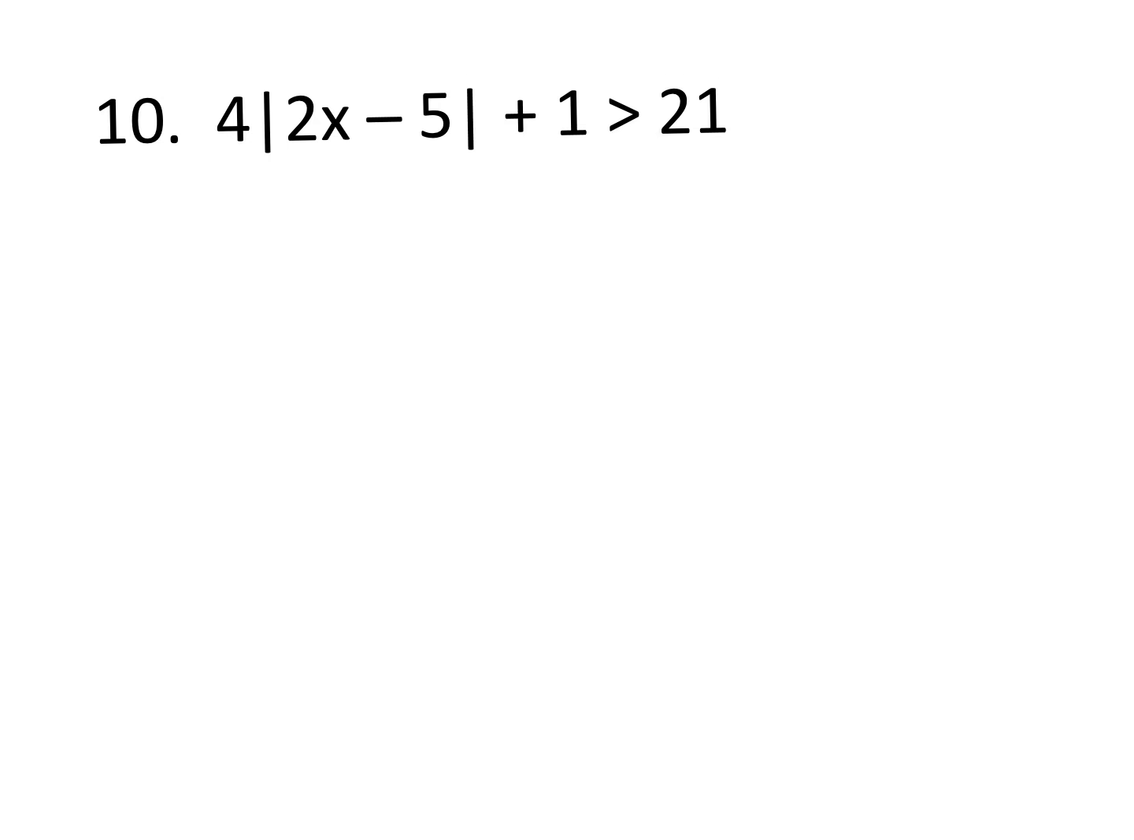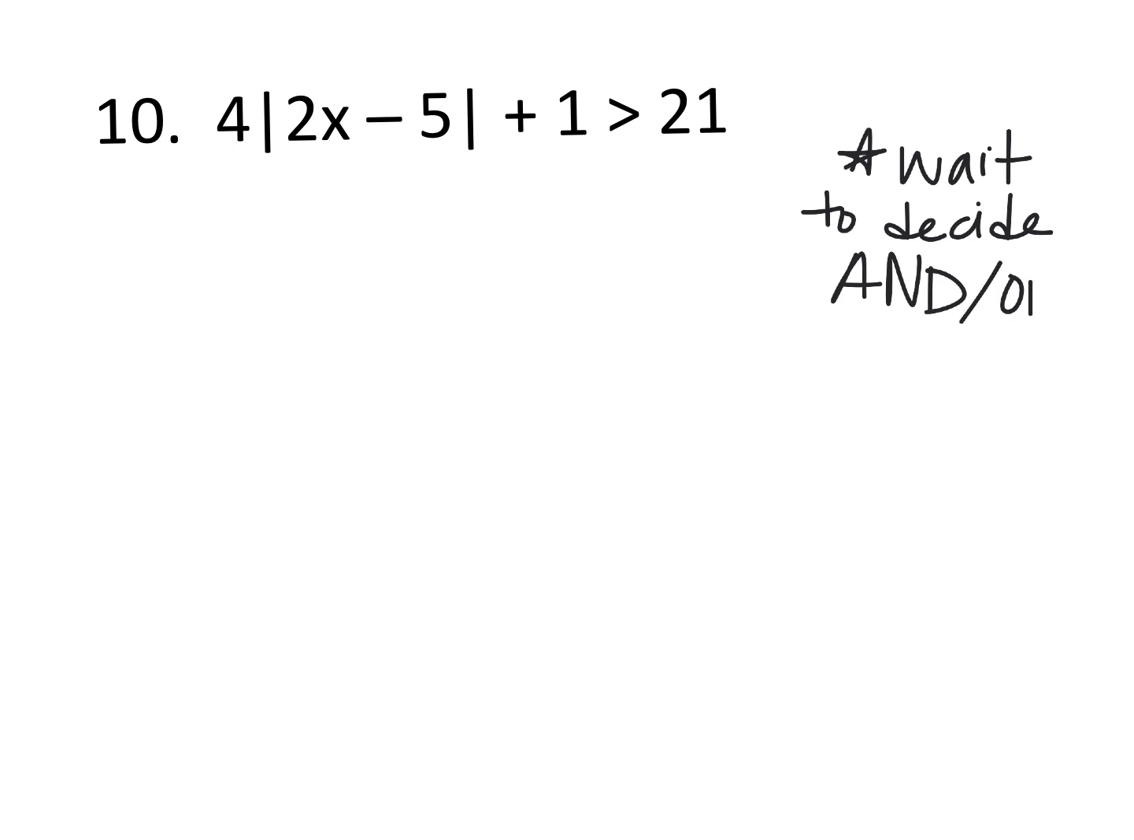Okay, are the bars alone? No. So this is like my warning to you: please wait to decide if it's and or or until the bars are alone. If you want to rephrase that in a different way, it's fine. So right now, you can't decide for me. You have to wait, because if you multiply or divide by a negative, it'll flip your sign.